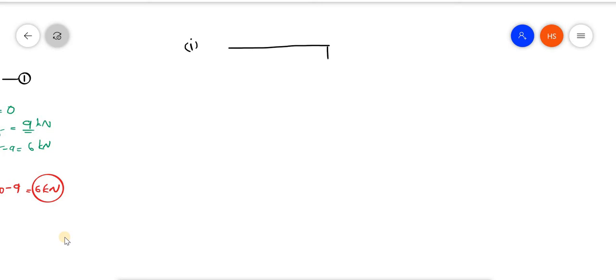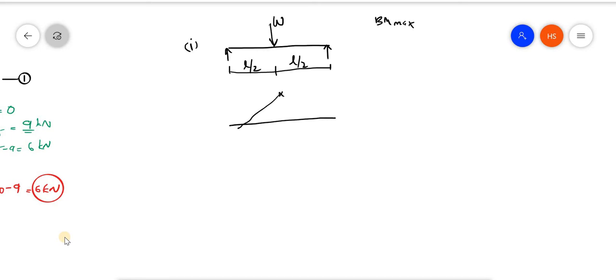If I am having a simply supported beam like this, with load W and its reaction at the center, the maximum bending moment diagram will be like this. At the center, this will be the bending moment. This value will be WL by 4. This you have to keep in mind, WL by 4.